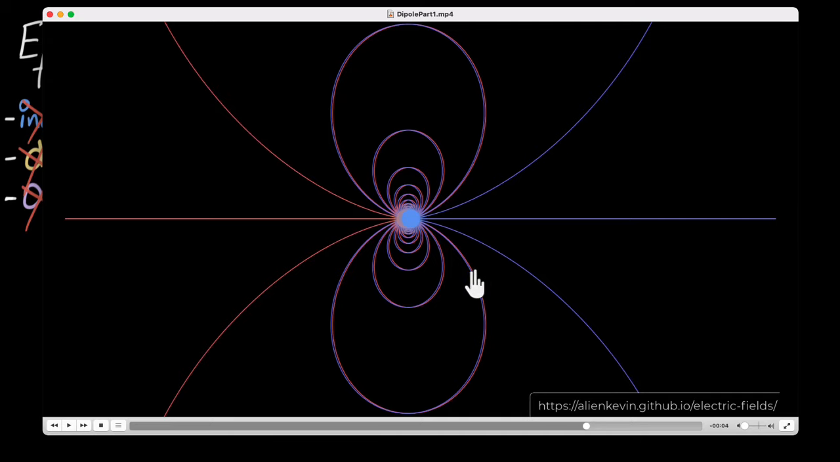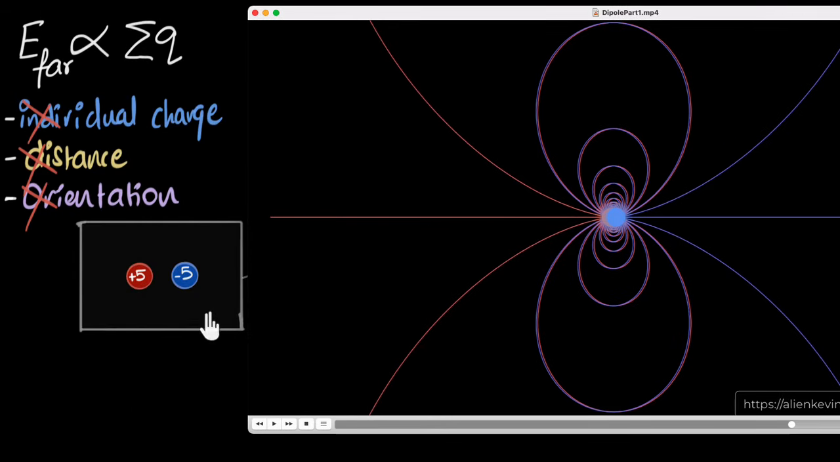But my question is, what does the strength of the dipole field depend on? Because the total charge is zero. So what does it depend on? Well, let's do the same exercise as before. First, let's change the individual charges. Instead of +5 and -5, what if I make them +10 and -10?